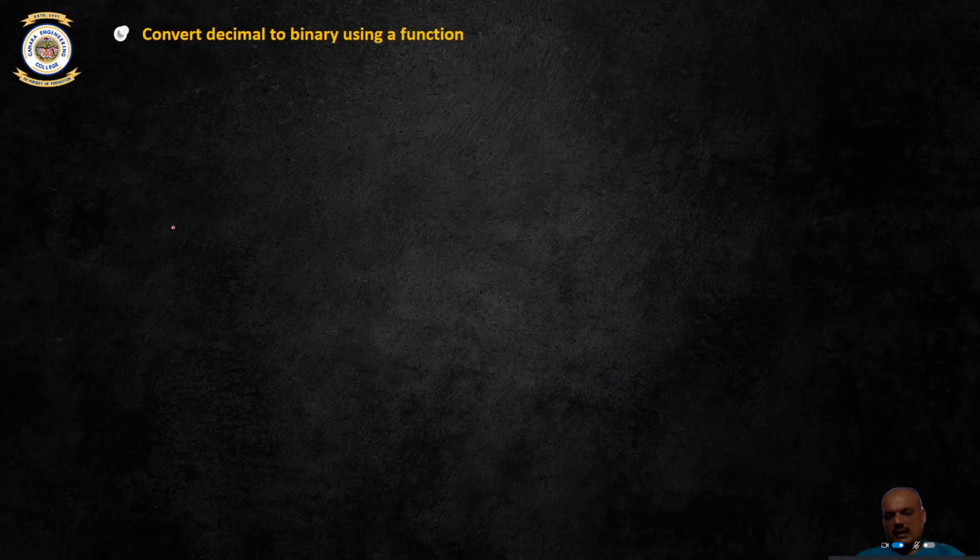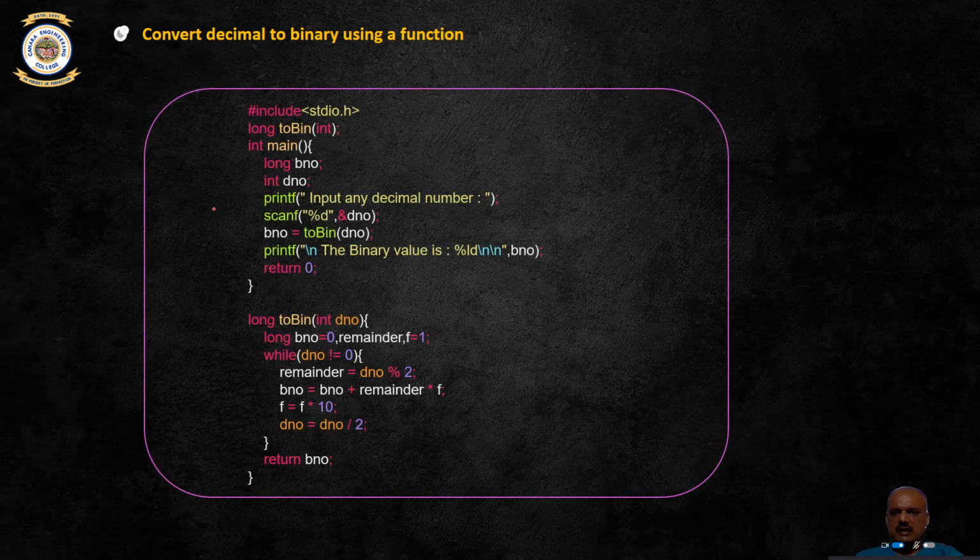Now we will see how to convert a decimal number to binary form using a function. Given here is a piece of code which accomplishes this task. Here I have a main function and then a user defined function. The name of the user defined function is toBin. What does it take? It takes in an integer, and what does it return? It returns a long integer. That is defined out here.